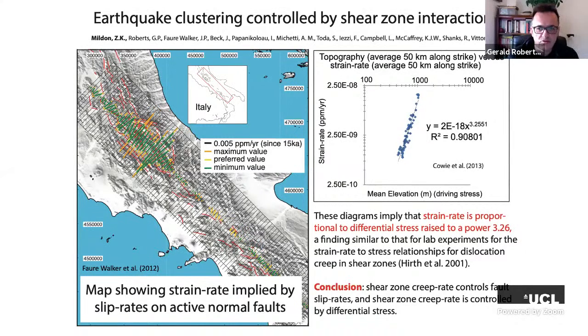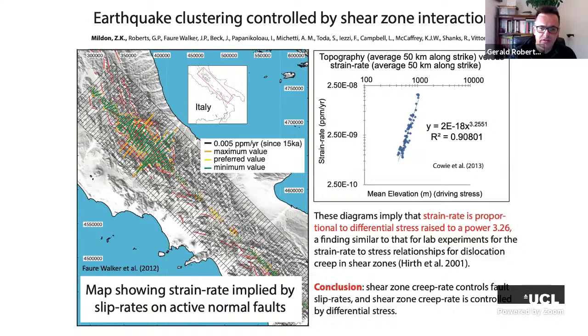Earthquake clustering is incredibly important because if earthquakes don't come at regular intervals in time, it's difficult to use recurrence intervals to map seismic hazard. What I'm going to tell you in this talk is that I think earthquake clustering can be controlled by shear zone interaction.